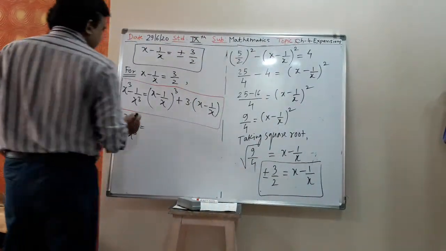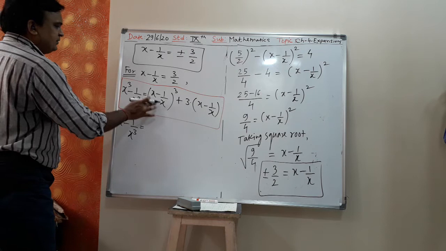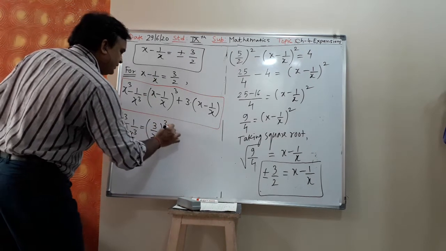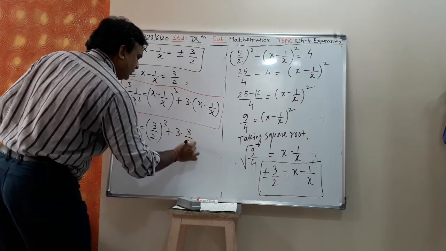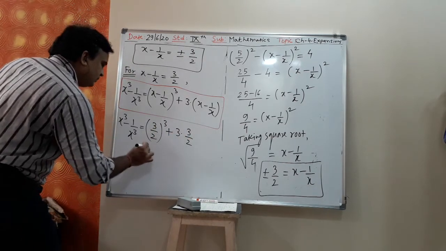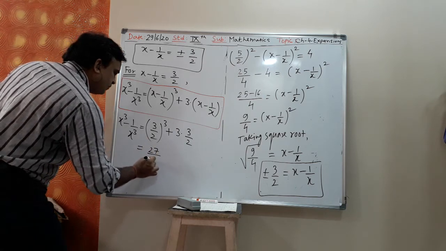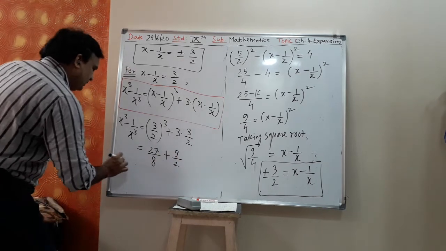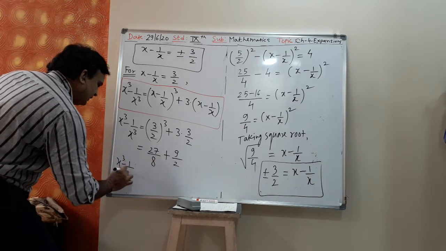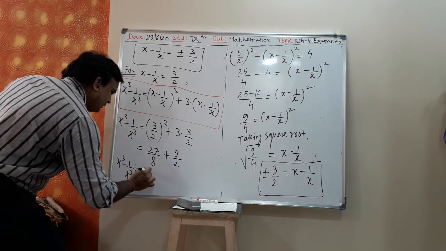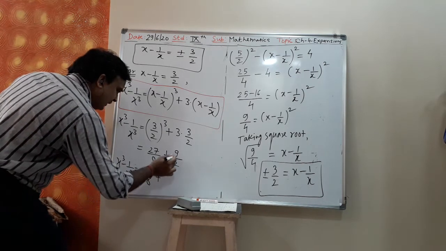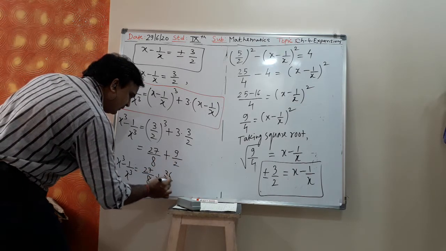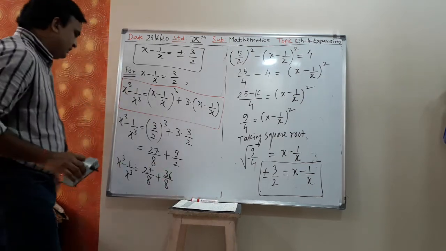x cube minus 1 upon x cube. x minus 1 upon x is 3 by 2. So 3 by 2 cube plus 3 into 3 by 2. So 3 by 2 cube means 27 upon 8, plus 3 into 3, 9 upon 2. So x cube minus 1 upon x cube: LCM is 8. 27 by 8 plus, LCM is 8, so this I will multiply by 4. 9 into 4, 36 upon 8. 36 plus 27.